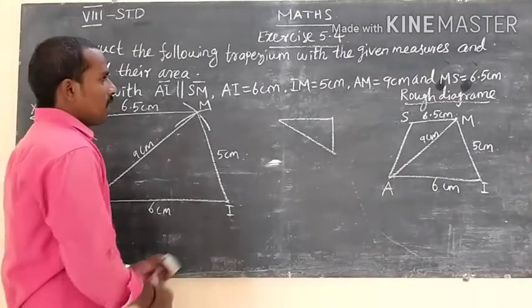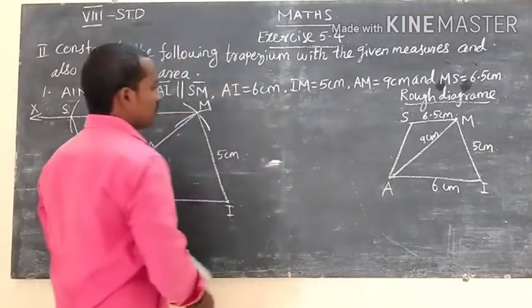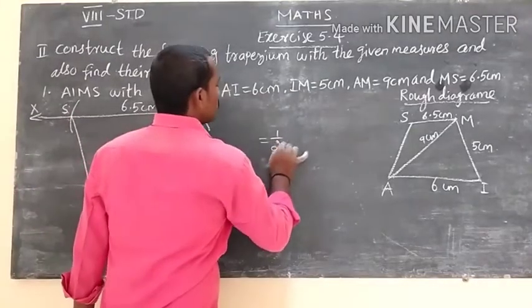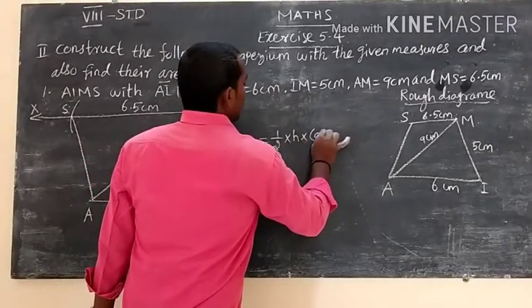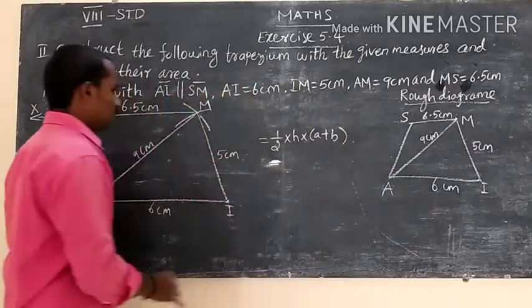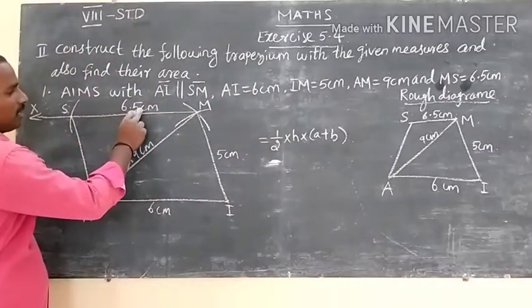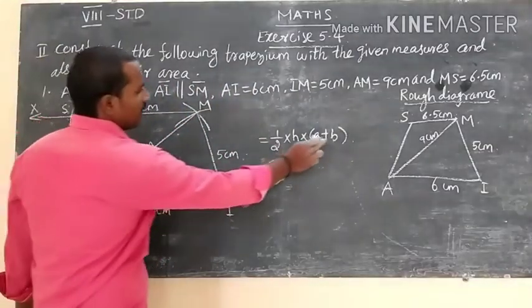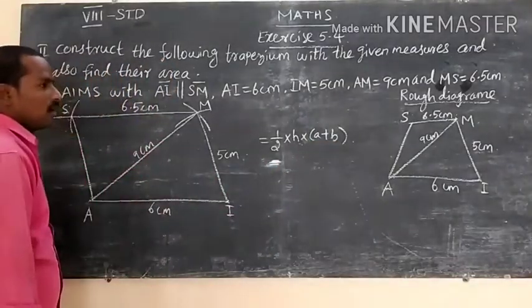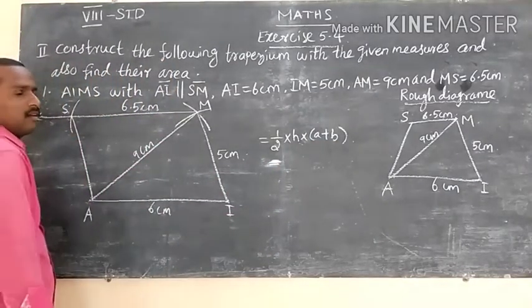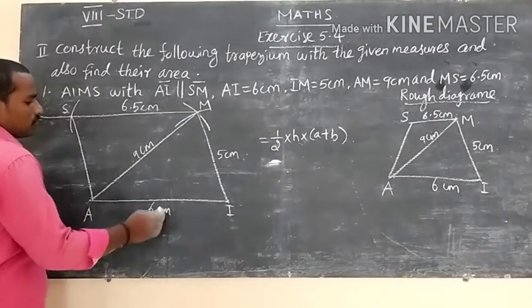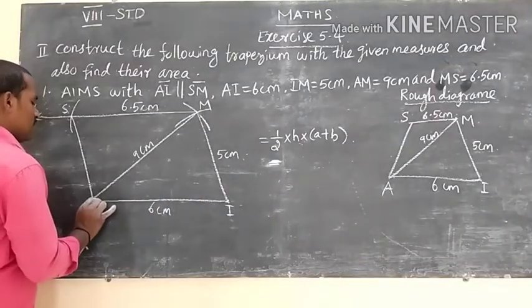Then we also want to find the area of the trapezium. The formula is half into h into (a plus b) square units. Here a is 6.5 centimeter, b is equal to 6 centimeter, then what is h? Using the set square, draw the height. Fit it on the line AI and draw the line here.